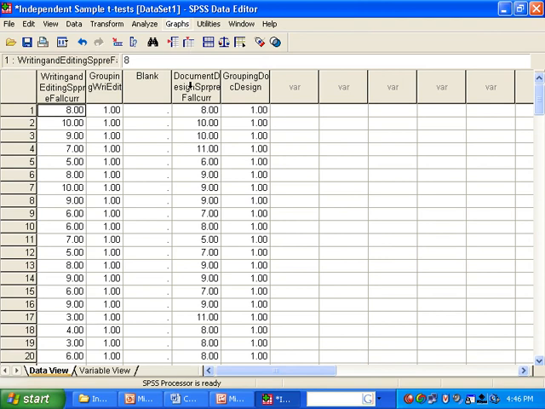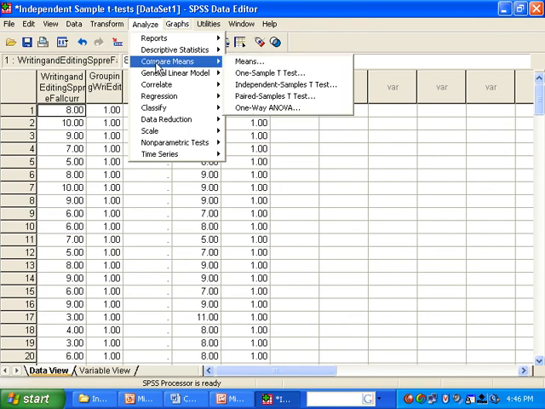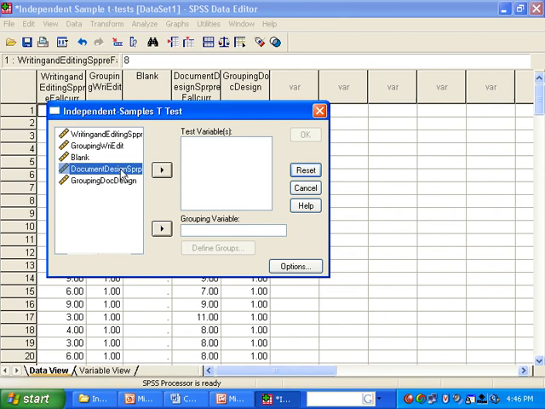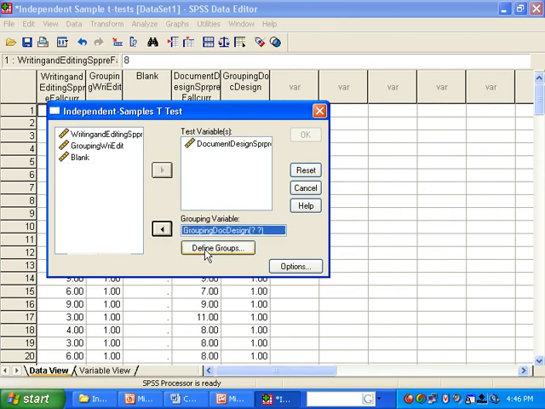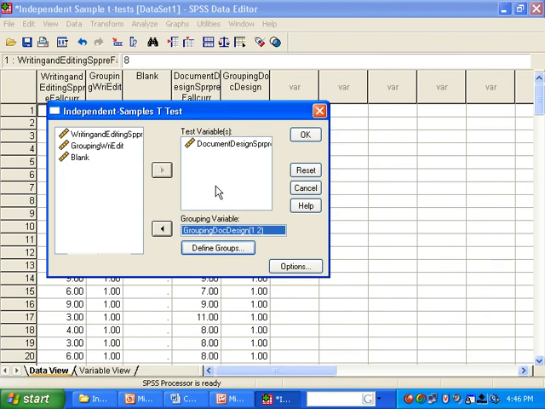If we turn to the second variable of document design, again, we'll go to Analyze, move down to Compare Means, choose our independent sample t-test, and let's reset this now, because now we're going to be looking for document design as our test variable. Our grouping variable, again, we've defined as Group 1 for the spring scores, Group 2 for the fall scores. Again, hit Continue.